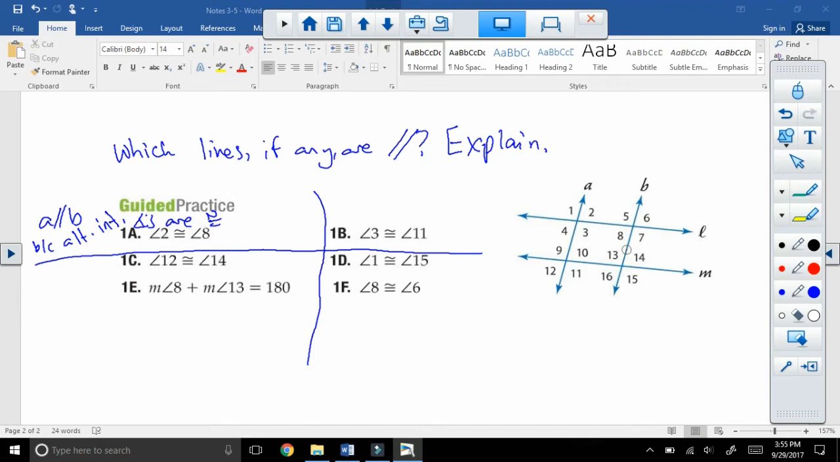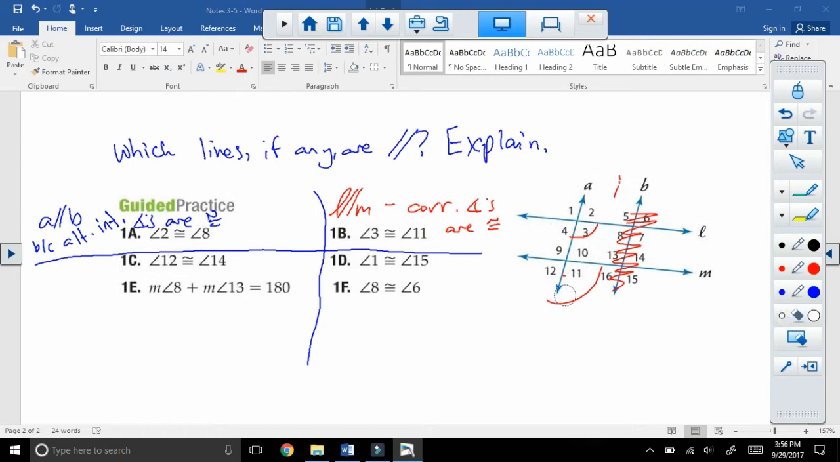So for 1B, we have angle 3 congruent to angle 11. For these two angles here, do you see that this part of the picture is not something that's necessary for these angles, because these angles are just on this transversal? So what I'm looking at is which lines, if any, are parallel. And these two are corresponding angles. So because those corresponding angles are congruent, I know that line L is parallel to M, and you can write that the corresponding angles are congruent.